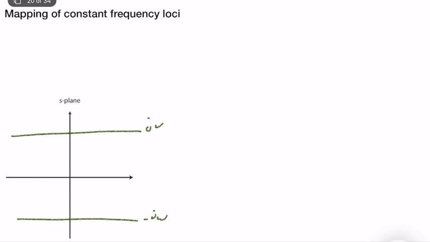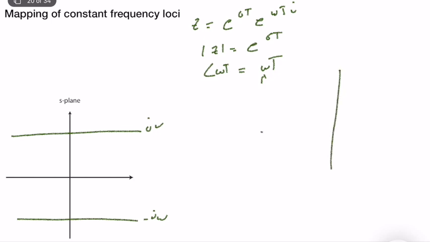So what is z? z is equal to e to the power sigma t times e to the power j omega t. So the magnitude of z is equal to e to the power sigma t, and the phase is omega t. Here, as you can see, omega is constant, but sigma is changing. So the phase is constant. What's changing is sigma. Sigma is changing here from minus infinity to infinity.